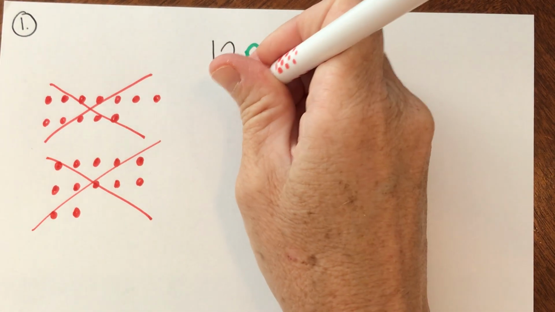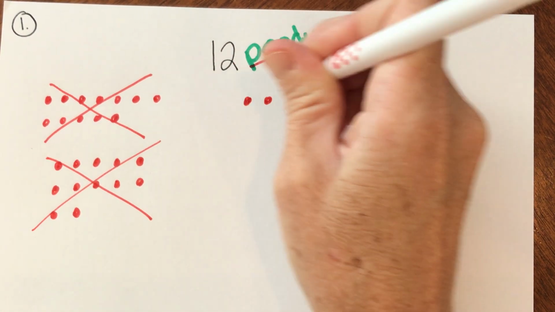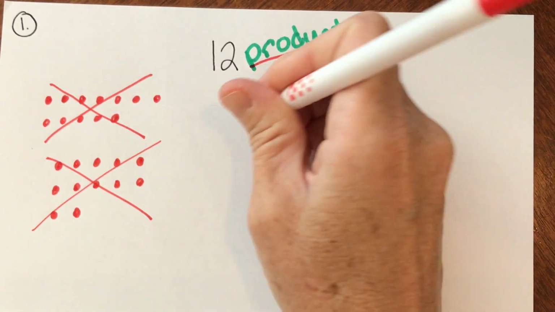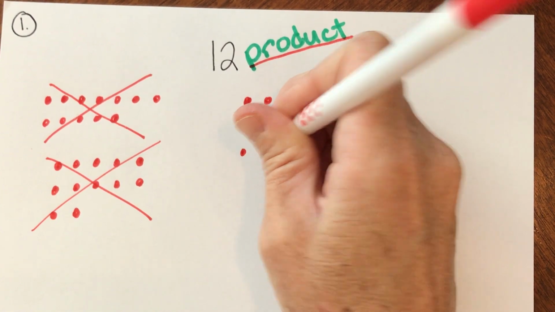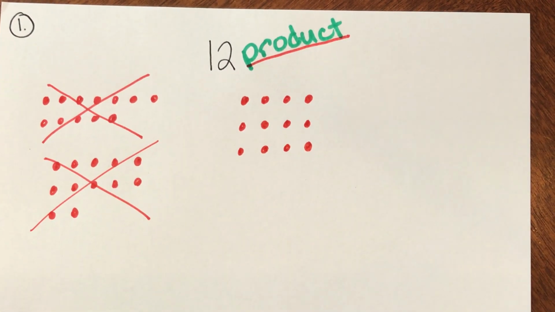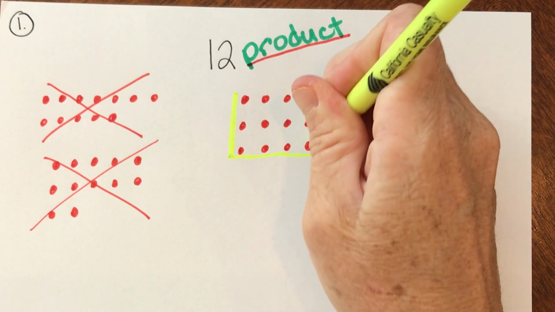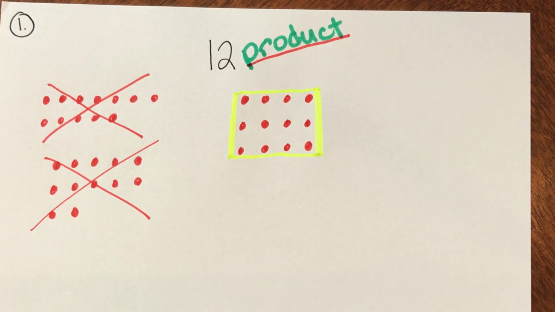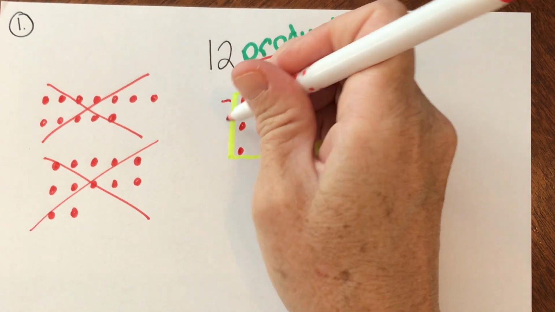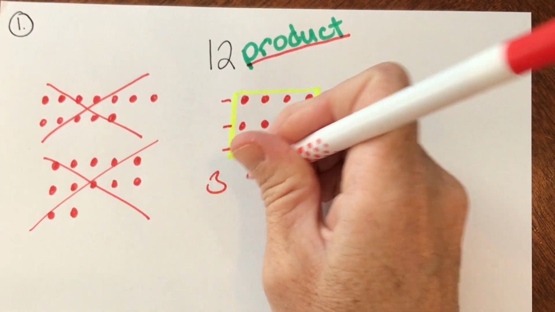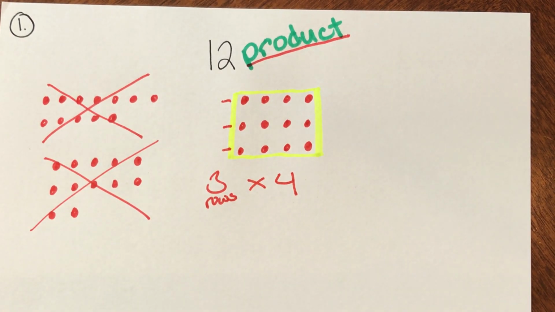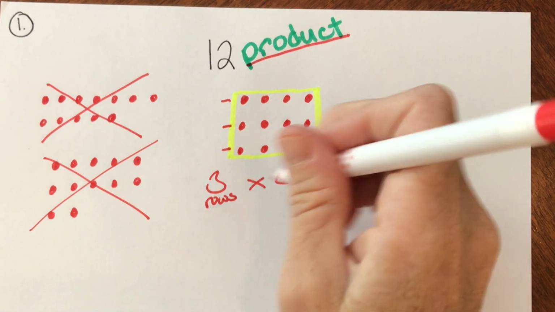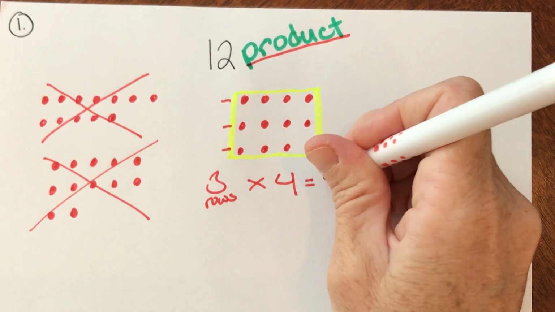So let me try a row of 4. 1, 2, 3, 4, 5, 6, 7, 8, 9, 10, 11, 12. Oh, look friends, did it work out? Do I have a nice box-shaped array? Yes, I do. So how many rows did I have there? I have 1, 2, 3 rows. Remember, that's how I set up my problem. 3 rows of 4. So I could say 3 rows of 4, or 3 times 4 equals 12.